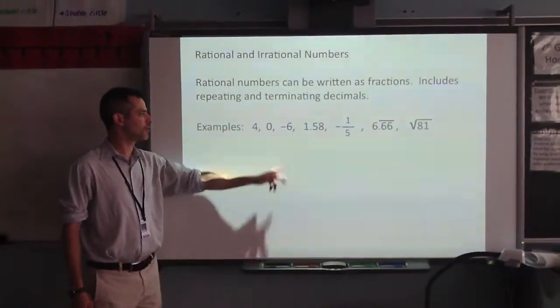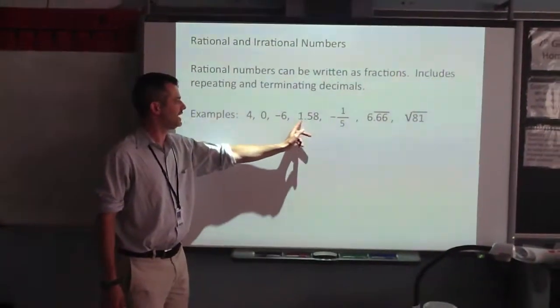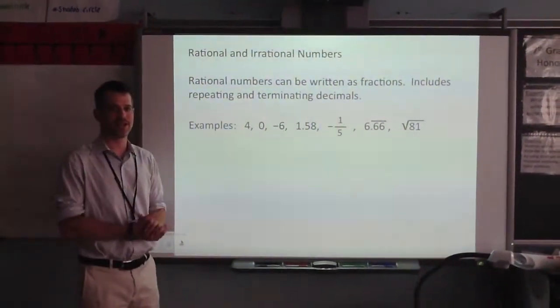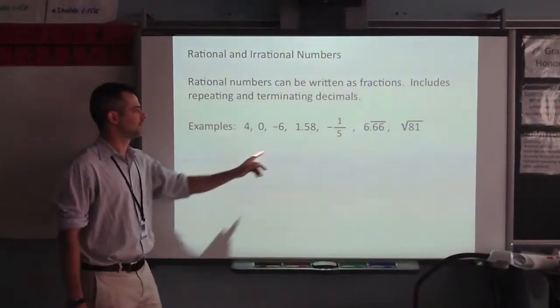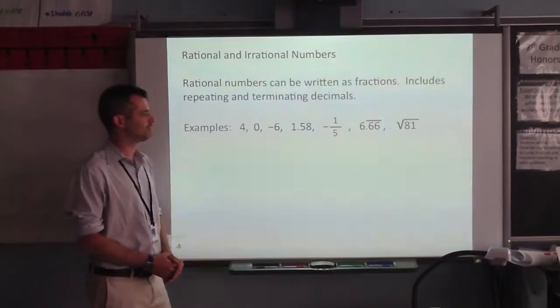I could make 0 over 1. I could put this number over 1. 1.58, I could make 1 and 58 over 100. You don't have to write this down, but we just want you to understand that these are fractions. This is a fraction. Negative numbers are still fractions.